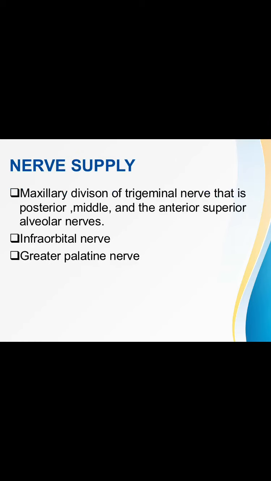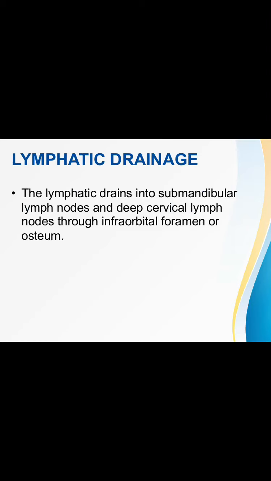Nerve supply to the maxillary sinus is majorly from the posterior, middle, and anterior superior alveolar nerves, which are branches of maxillary division of the trigeminal nerve. Infraorbital nerve and greater palatine nerve also contribute to the nerve supply of the maxillary sinus. The lymphatic drains into submandibular lymph nodes and deep cervical lymph nodes through infraorbital foramen or ostium.